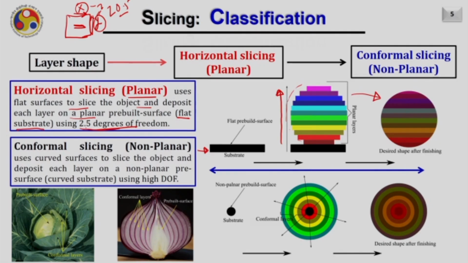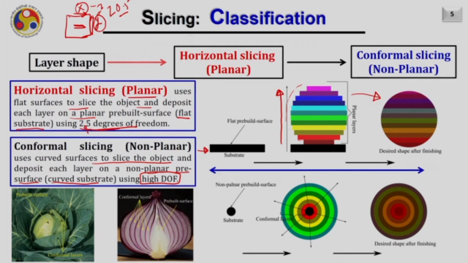Now, let us consider the case of conformal slicing. The conformal slicing is also known as non-planar slicing. In this case, the conformal slicing uses curved surfaces to slice the object and deposit each layer on a non-planar pre-built surface. Non-planar pre-built surface means curved surfaces or curved substrates. It utilizes usually higher degrees of freedom than 2.5, which is required in the case of horizontal slicing.